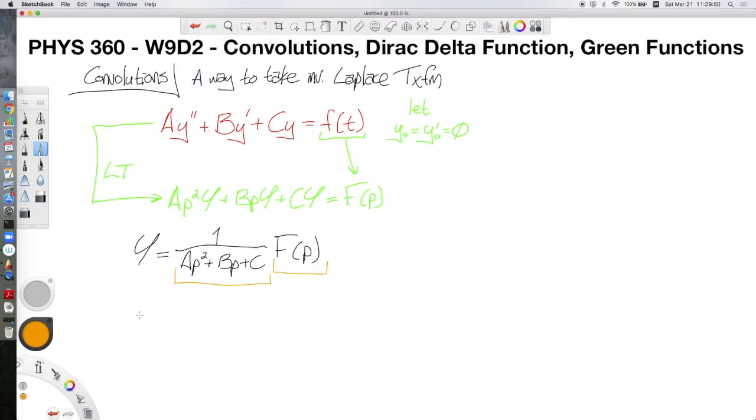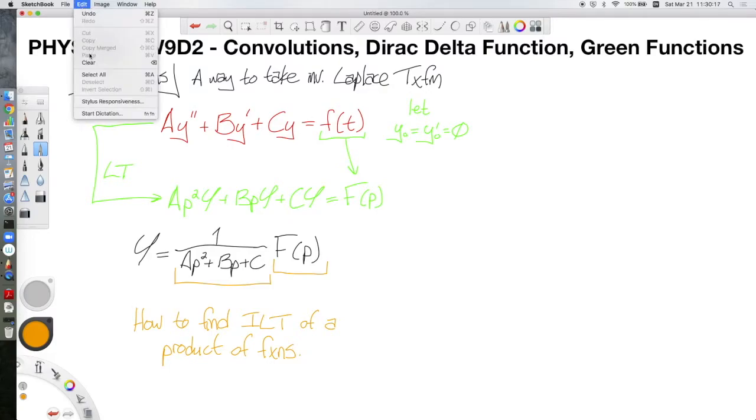So we want to know how to find the inverse Laplace transformation of a product of functions, where we know how to take the inverse Laplace transform of each one of these two individually. We just don't know how to take the inverse Laplace transform of the product. And that's what a convolution will do for us and why we care.